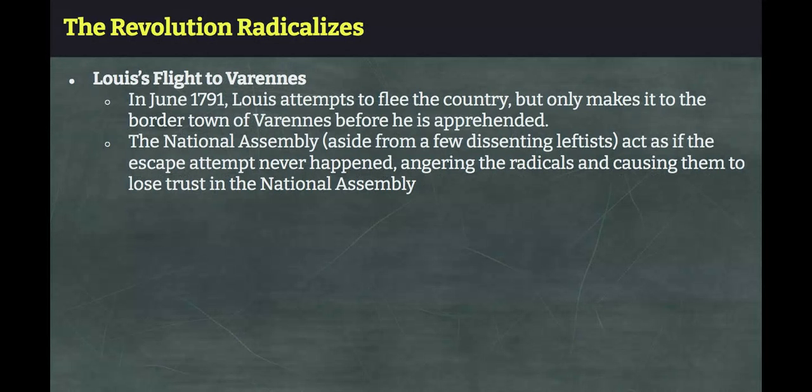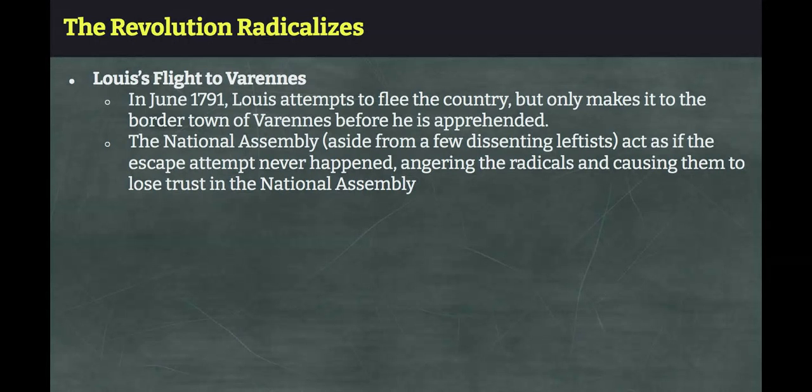All right, so factor two that causes the revolution to radicalize actually has to do with Louis XVI. So as you recall, he is stuck in Paris, kind of under virtual house arrest. So in June of 1791, Louis decides that he can kind of see the writing on the wall, and he realizes the situation is not going to be great for him. I'm sure he had read a little bit of history. He's thinking of the English Civil War, and he's like, I don't know if my head's going to stay on too much longer.